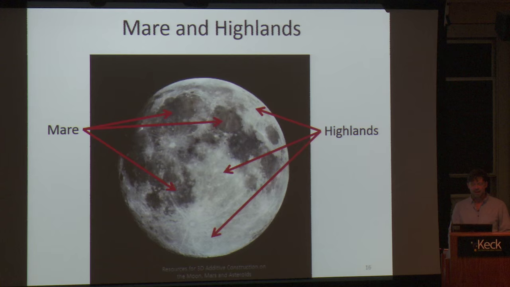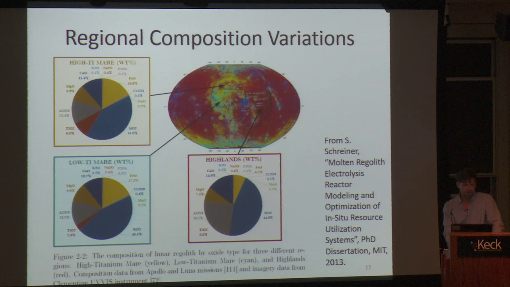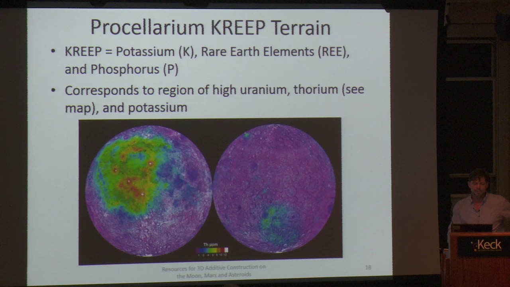I mentioned there's mare, which is more basaltic. There are the highlands, which are more feldspathic minerals. There's also regional variations. In the mare, there are high titanium mare and low titanium mare. And there are also local variations. So sometimes by just driving around, you can get a better mixture of minerals than what you have lying right at your feet. And so that may be the easiest way to beneficiate, just drive around. There's also KREEP terrain on the moon, which is potassium, rare earth elements, and phosphorus. It also corresponds to areas of high uranium, thorium, and potassium. So if you're looking for these minerals, there are places on the moon where it's more concentrated in the regolith.